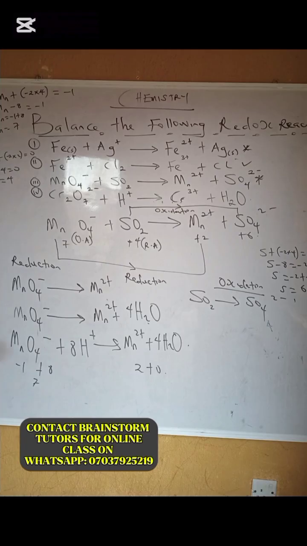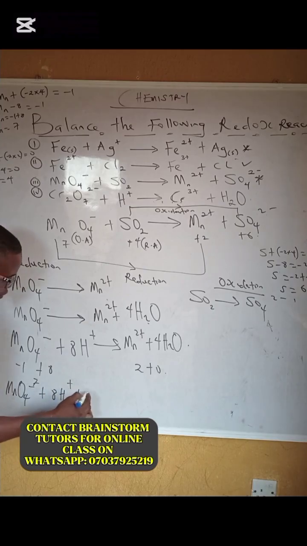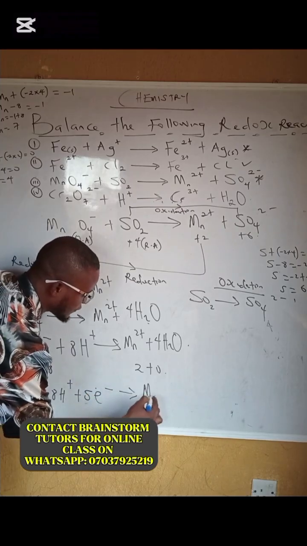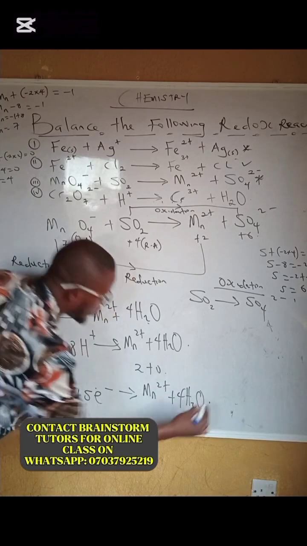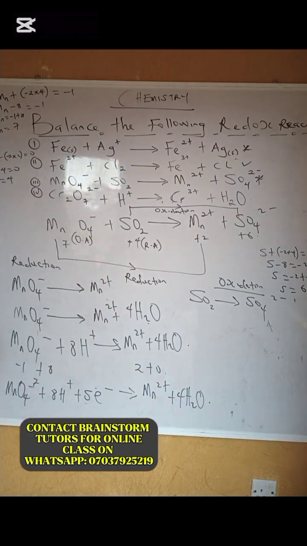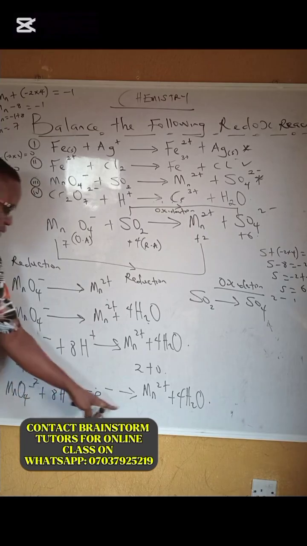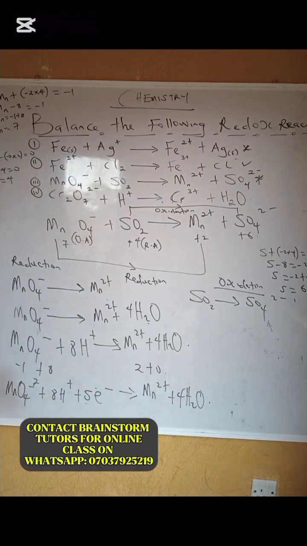So now I'm going to have MnO4 minus plus 8H plus, then plus 5e minus, producing Mn2 plus plus 4H2O. Now, since we have 5 electrons here, it is now balanced. The atom count is balanced and the charge at both sides is also balanced. So we also move to this side also.